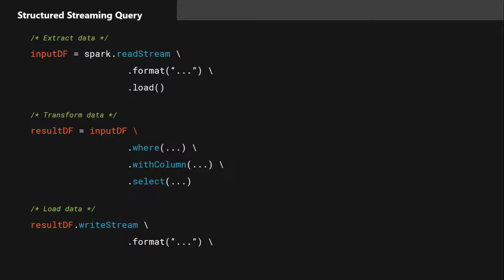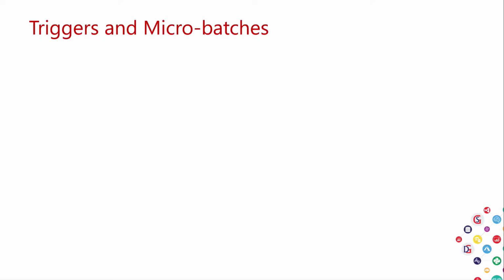Now, this particular query will not run until and unless you use the start method. As soon as you run the start method, the stream will start running. It will extract from the source, apply the transformations, and then go ahead and load the data. Pretty simple, right? All right. This is the query for structured streaming. Now let's understand how the execution actually works.